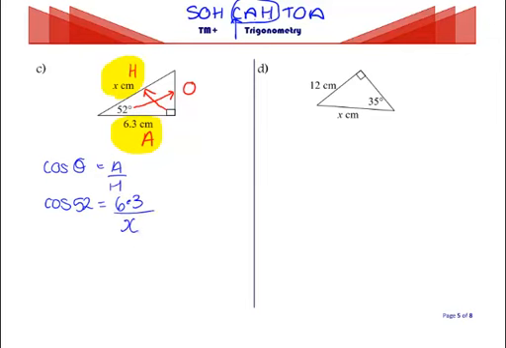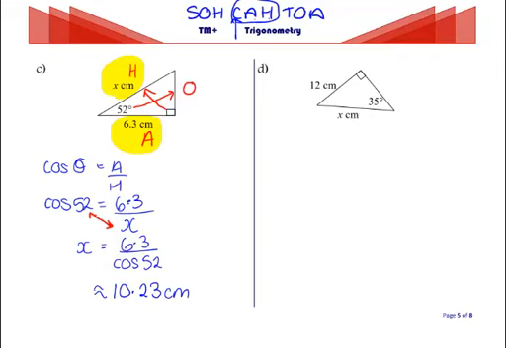x. Now I need to get this x up to there. What we do is we just swap these over. So x becomes 6.3 over cos 52. Plug that into your calculator. So you've got 6.3 divided by cos of 52, and you get approximately 10.23 centimeters.